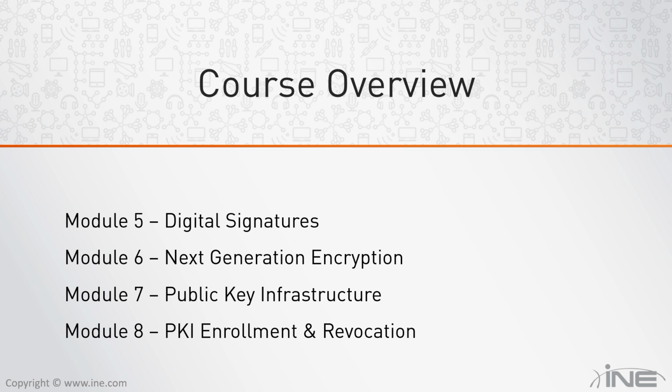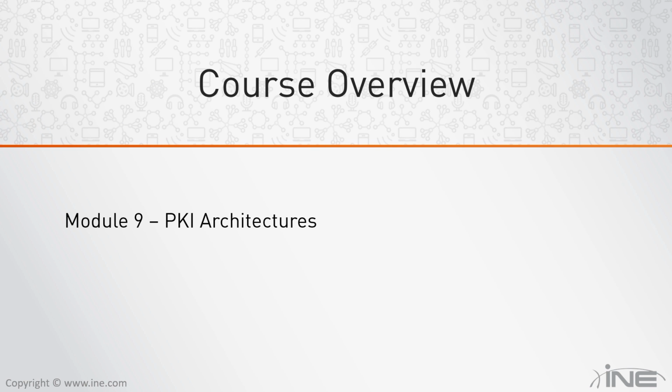Then we will move on and talk about some of the details related to public key infrastructure. We will take a look at the enrollment process, so how individual devices can join a PKI, and we will also spend some time looking at how we can remove a device from a PKI, which is known as revocation. And then 3 other modules. Module number 9 is where we will look at public key infrastructure architectures. So we will look at the recommended designs for building and planning a PKI.